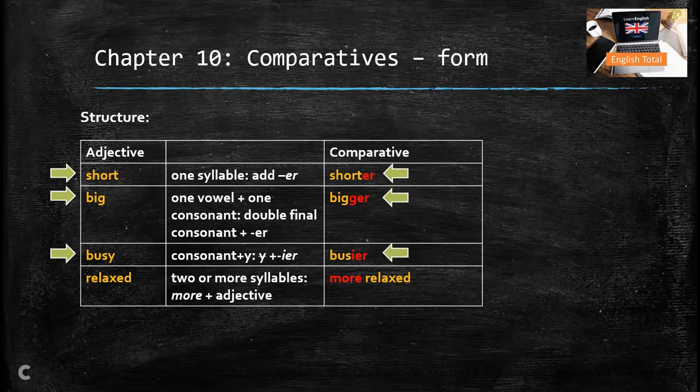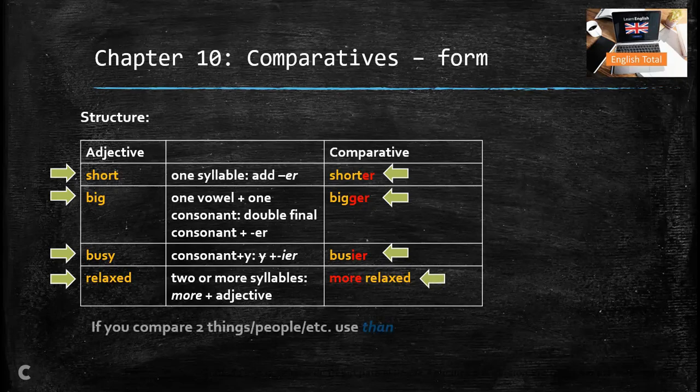Rule number 3 applies to adjectives which are 2 or more syllables, like relaxed. To form the comparative, you simply place more before the adjective. So relaxed becomes more relaxed.